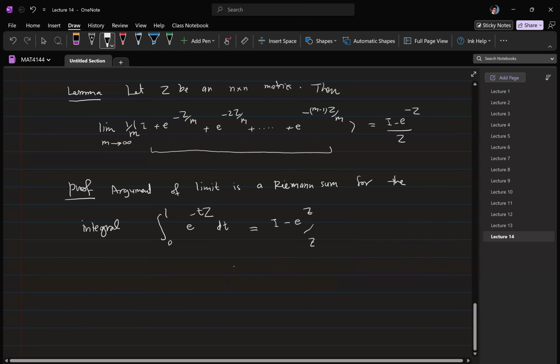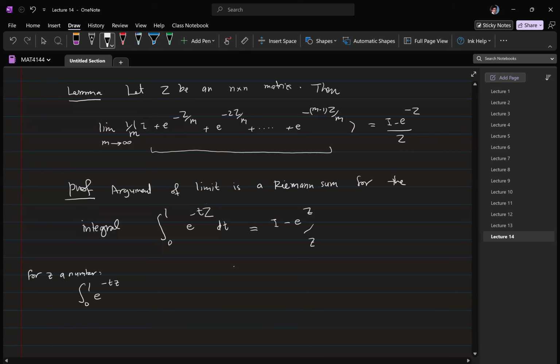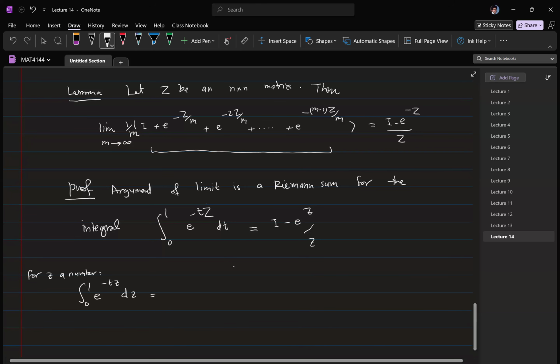How can I do this so quickly? Well, first, if I had just a 1 by 1 matrix, which means just a number, this is just a calculus question. For Z a number, you just compute the antiderivative of the exponential. So it will be just e to the Z minus 1 divided by Z. This is just calculus, like first-year calculus.